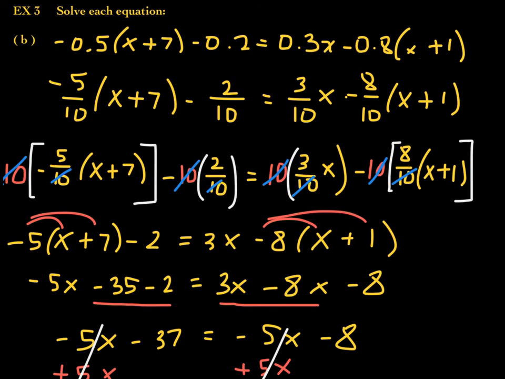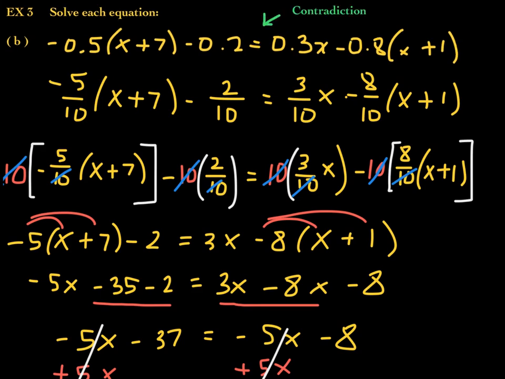I can describe this statement by calling it a contradiction. This statement can be described as a contradiction. Whenever your answer is no solution, which means that the variables canceled out and you're left with a false statement, you have a contradiction.